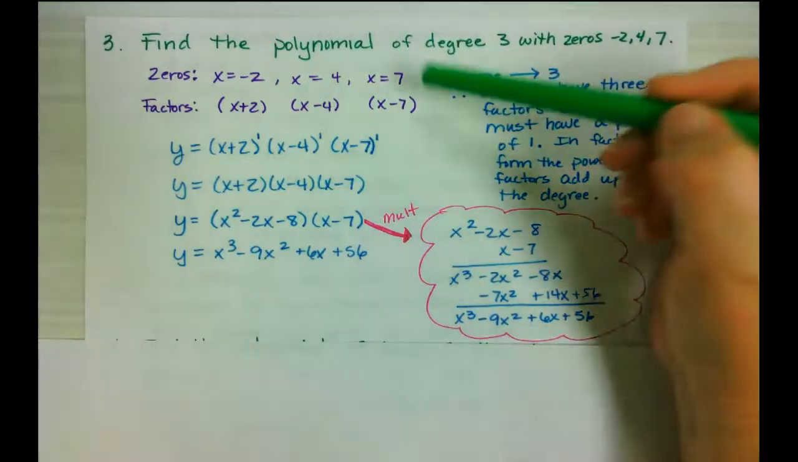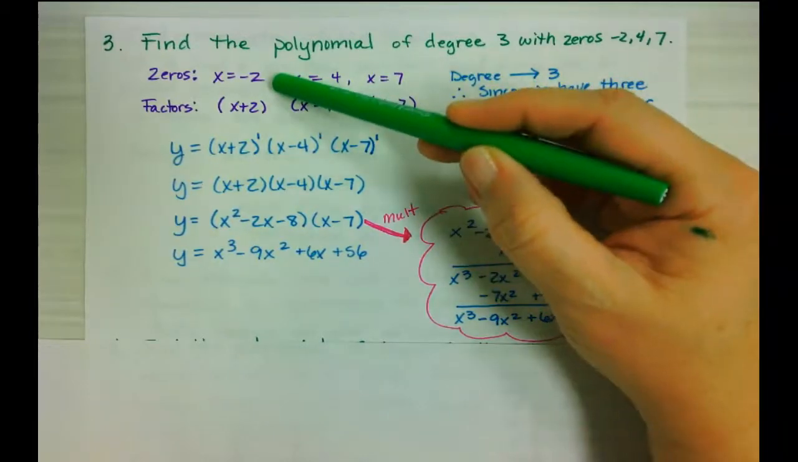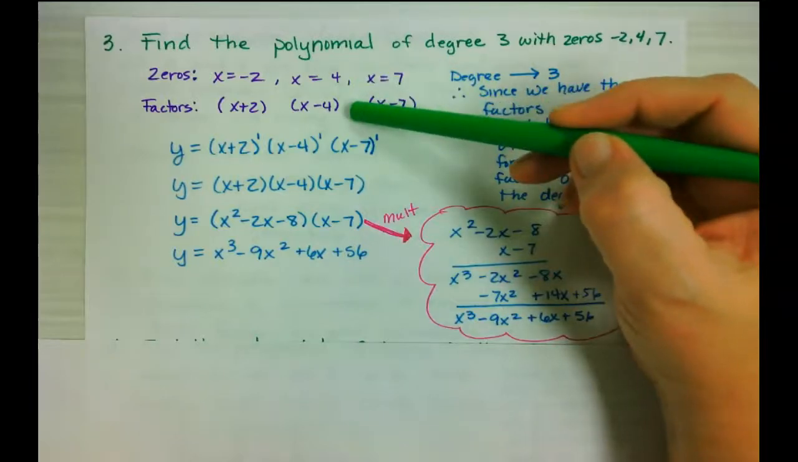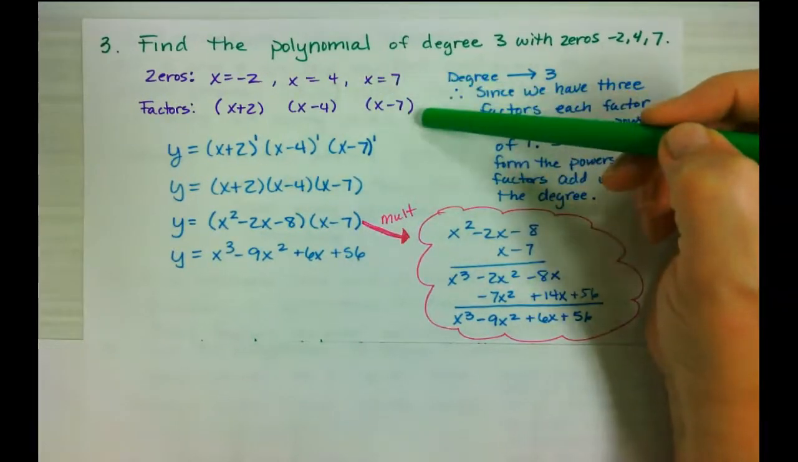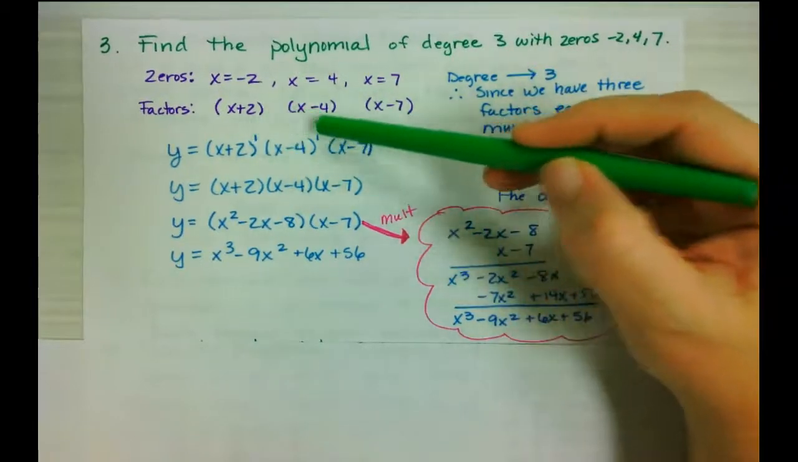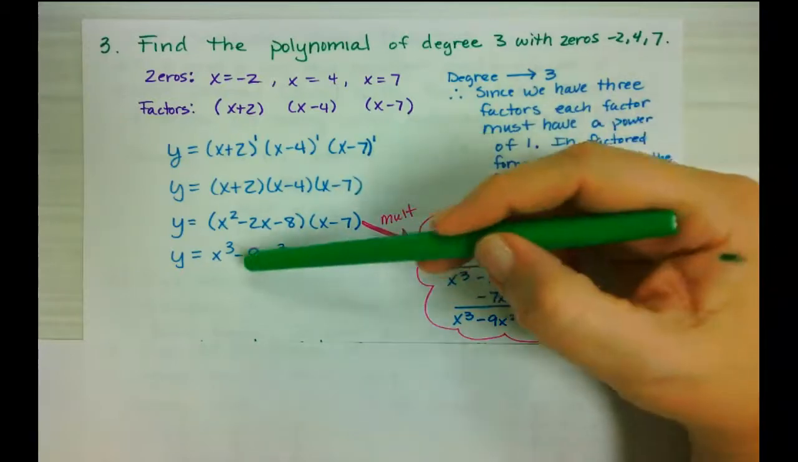So now that we have our zeros listed out, we can step it back to a factor. So if it was x equals -2, the factor would have been x plus 2. If it was x equals 4, the factor is x minus 4, and if it was x equals 7, the factor is x minus 7. So notice it said it was a degree of 3. That means each of these binomials has a power of 1. Because we know when our polynomial is factored like this, to get the degree, we add up the powers of the factors. If it's in standard form, we can just look at the highest degree.